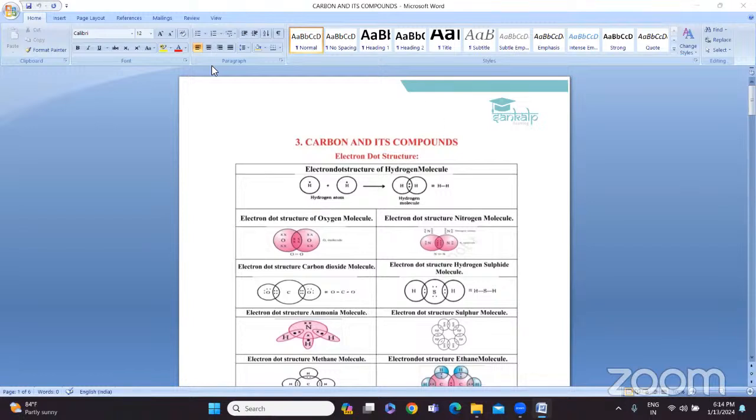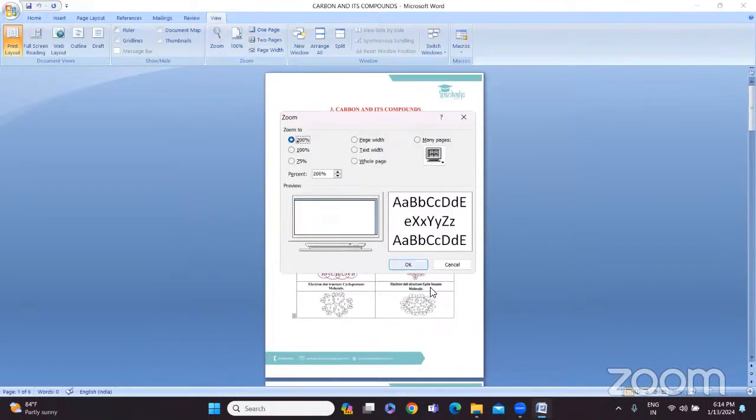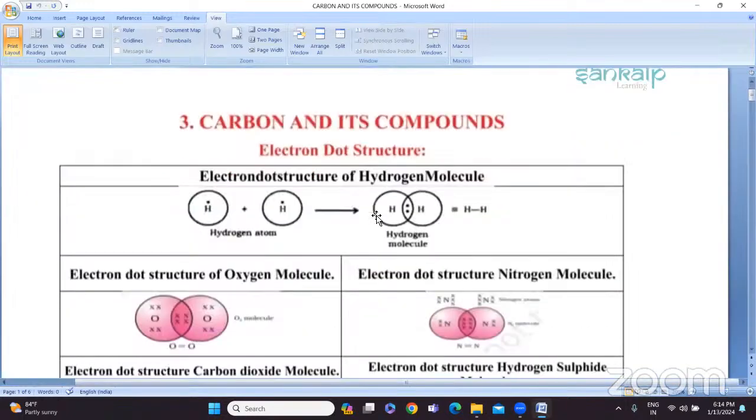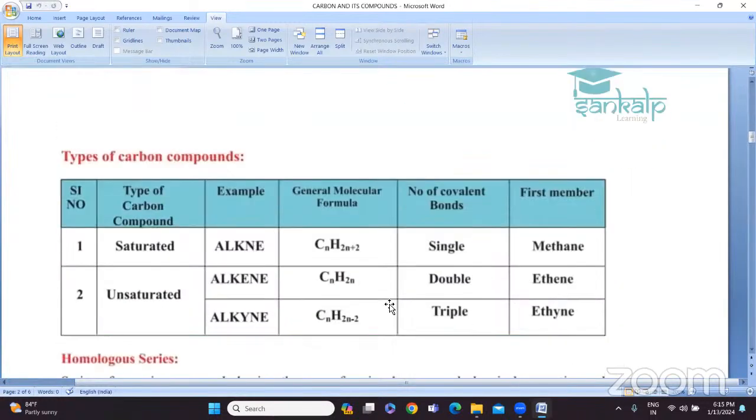In the previous class, we started with the new chapter, carbon and its compounds, right? We saw the electron dot structures, and how to write the electron dot structures of some of the important compounds. Then we saw what the types of compounds are.